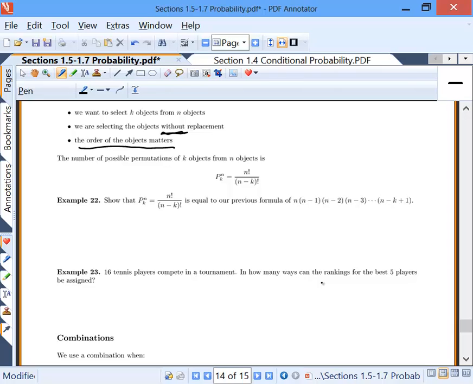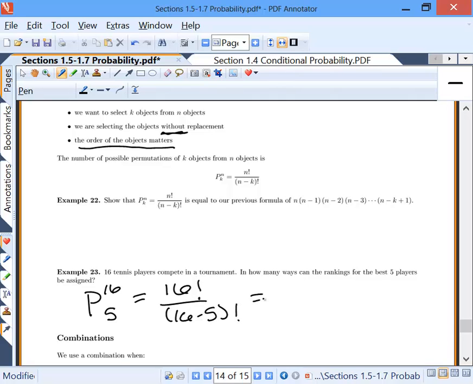We're doing rankings. So John first, Julie second is different from Julie first, John second, right? So this fits our permutation, and we want to see how many ways it can be arranged. We have 16 total, and we want to choose 5. If you can find it on your calculator, this is a good time to try it. I'm going to write out the formula. So this is 16 factorial over 16 minus 5 factorial.